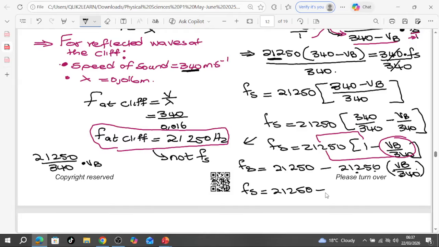So when I put this on the calculator, I find exactly 62.5.